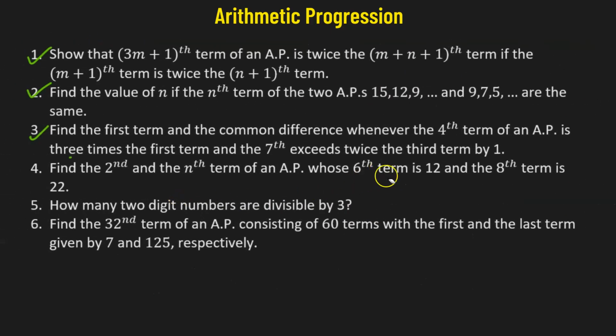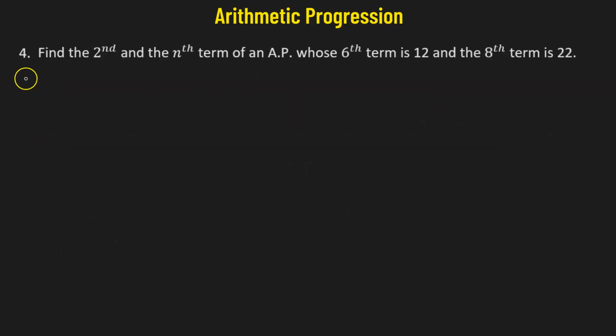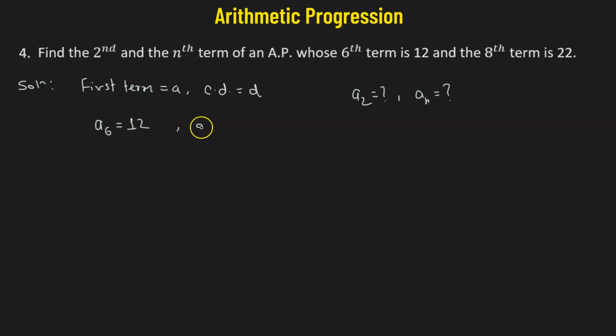So here it's given that the sixth term of an arithmetic progression is 12 and the eighth term is 22. We need to obtain the value of the second term as well as the nth term. So let's begin. So we will consider our first term to be equal to a, and we'll consider the common difference to be d. So here we have to find out the second term, and we also have to find out the nth term, and it's given here the sixth term is 12, and the eighth term has a value of 22.